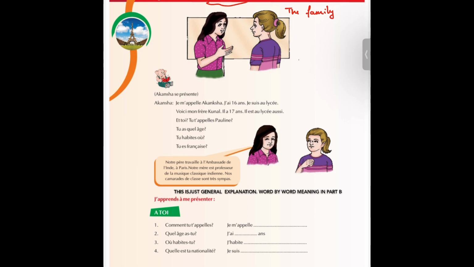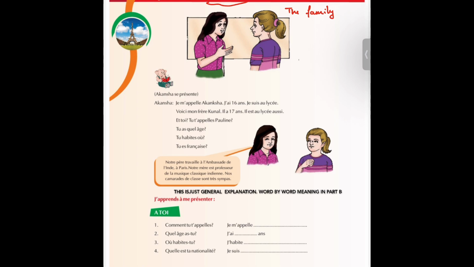Akansha is presenting herself. That means Akansha is introducing herself. Akansha: Je m'appelle Akansha, j'ai 16 ans, je suis au lycée. Voici mon frère Kunal, il a 17 ans, il est au lycée aussi. Et toi, tu t'appelles Pauline, tu as quel âge, tu habites où, tu es française.